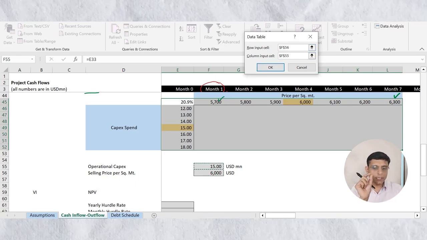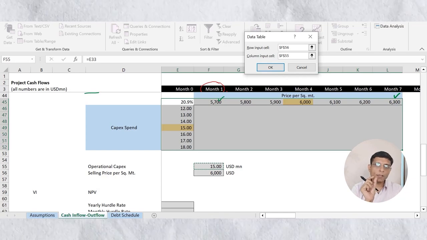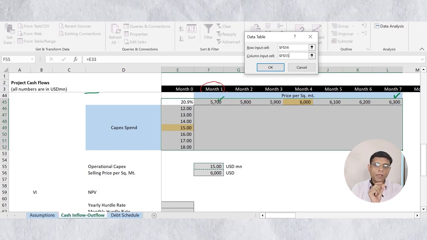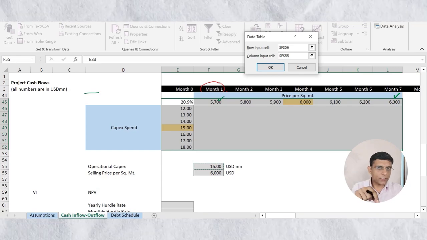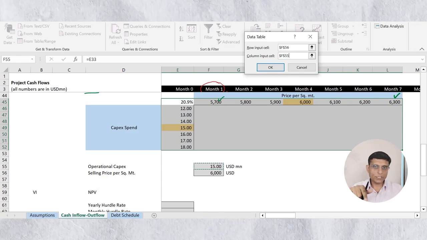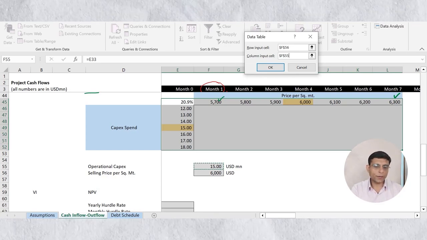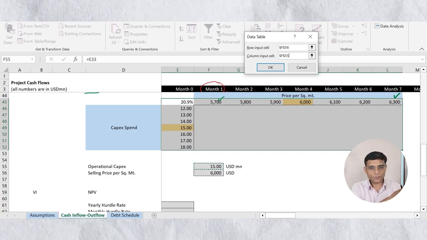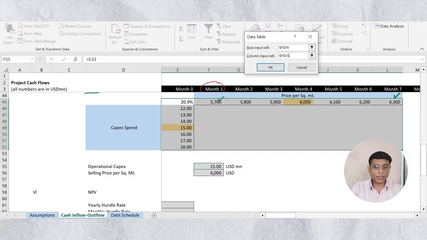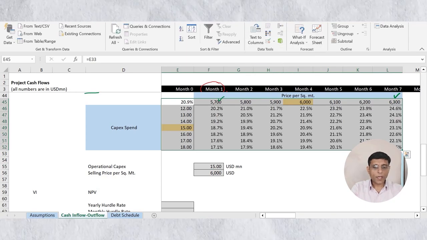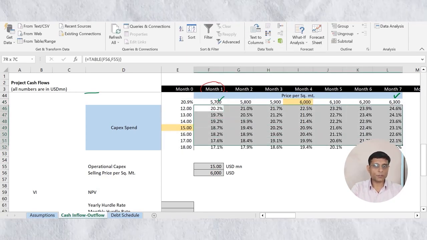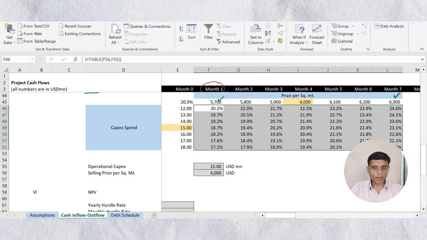Now guys, these two cells are basically my key input cells. If the table makes changes in these two cells, the entire model will change. So my model is dependent on these cells. So that's why I have linked my assumption sheet to these cells. Okay, not these cells from the assumption sheets. Now guys, you can click on OK, and you can see I got different possible IRRs of the project, okay, under different scenarios.